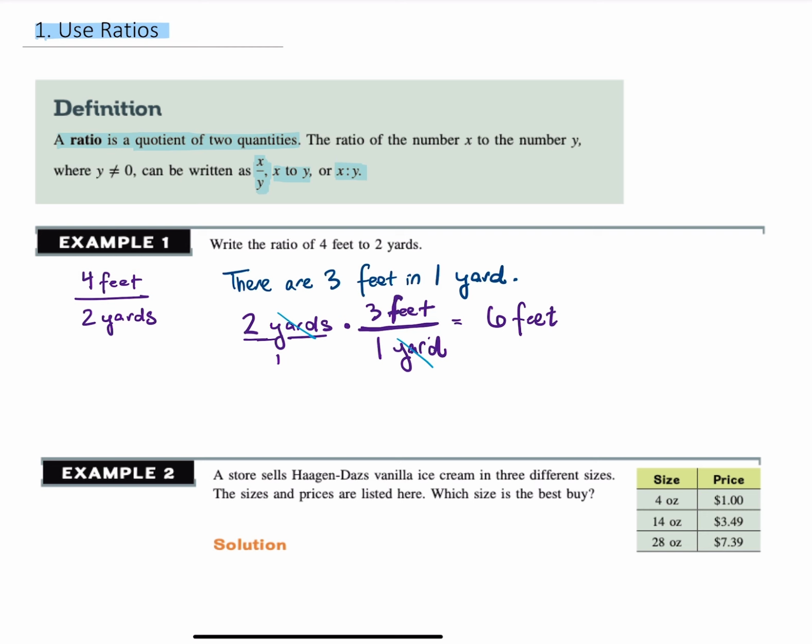So let's go back to our original proportion we had. We were saying 4 feet to 2 yards. But we just said that 2 yards is 6 feet, so let's replace the 2 yards with 6 feet. So we have 4 feet to now 6 feet. So in that case, the units cancel.